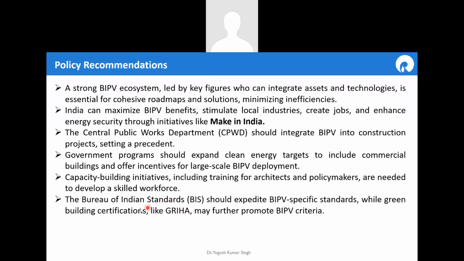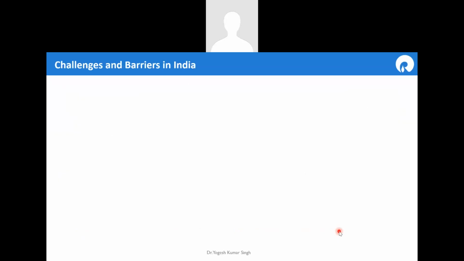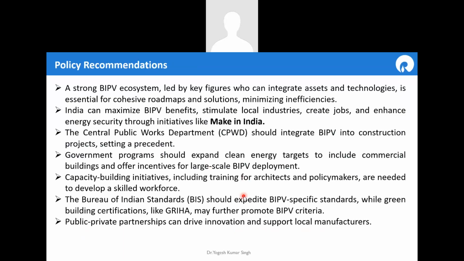Now, the policy recommendation comes under the BIS, because the BIS is the Bureau of Indian Standards, and it also gives expertise on specific standards. Green building certifications like GRIHA, GEM, and LEED, and other things from there, and a lot of BIPV promotion will be happening from there. Now, the most important policy recommendation is the public-private partnership, and with the help of this partnership, we will do innovation and get a lot of support from local manufacturers. So this is also a very important initiative. So these are the different policy recommendations.